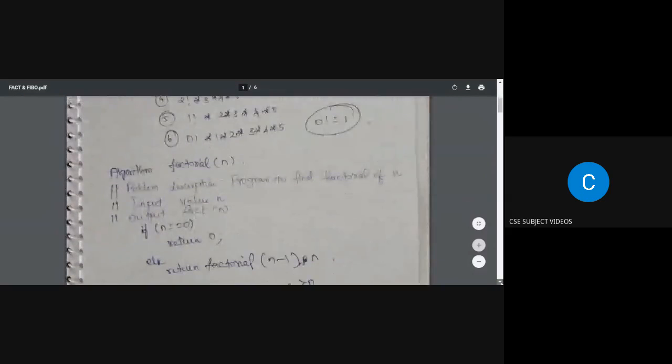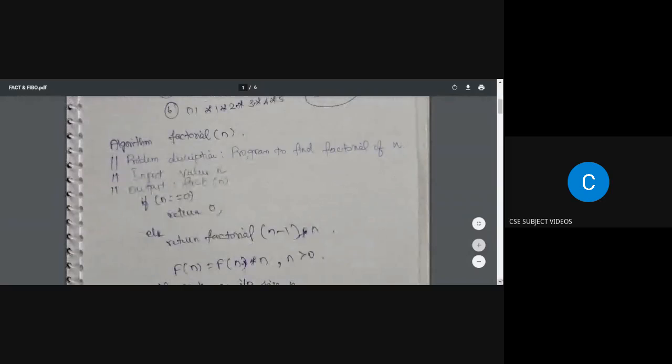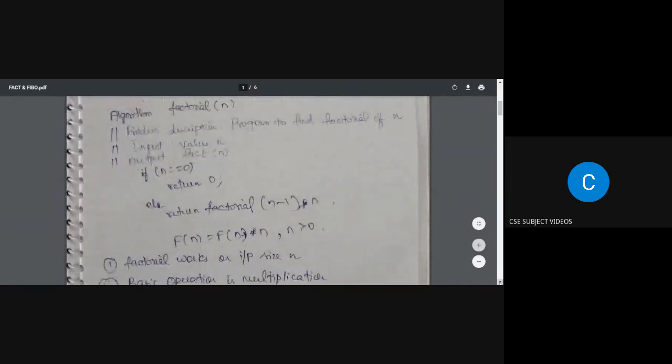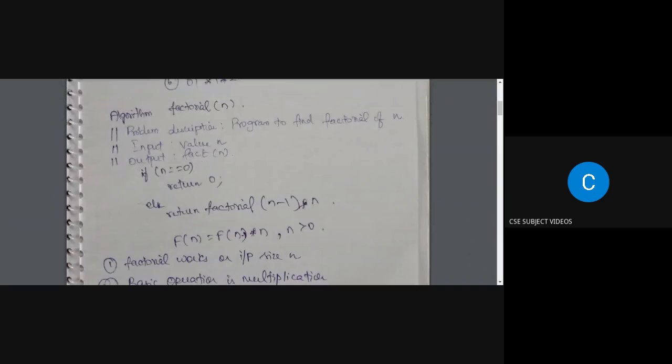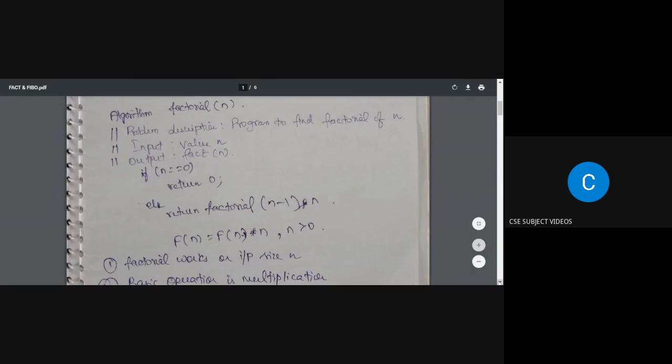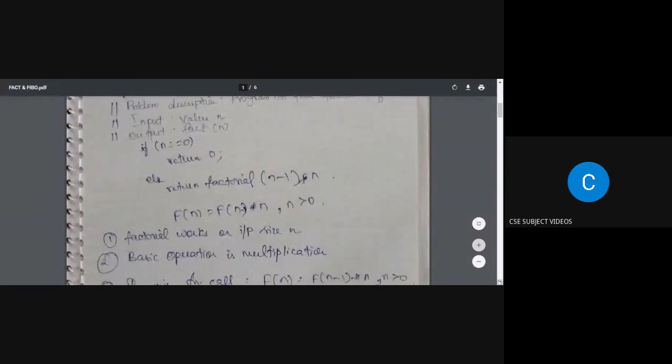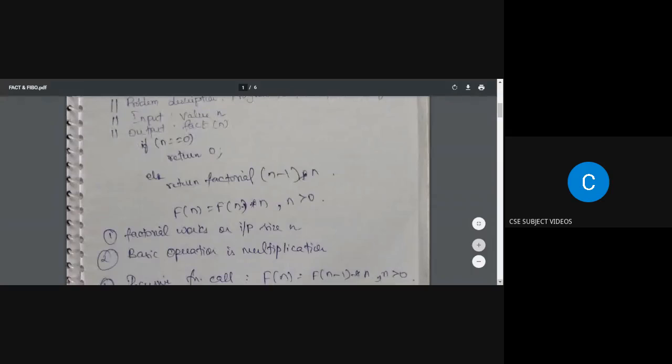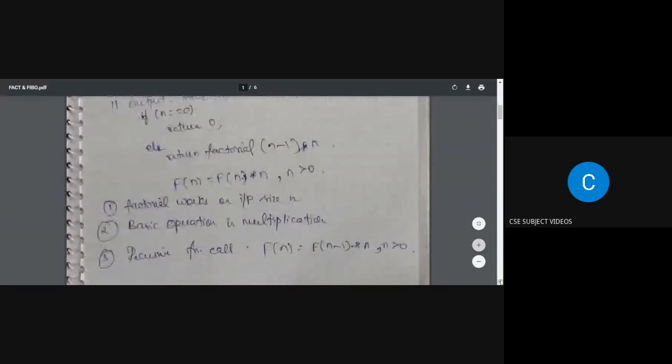Now, how to find the algorithm for factorial of n? If n equals 0, return 1. So if the n value is 0, it returns 1. Else, return factorial of n minus 1 into n. That is nothing but f of n equals f of n minus 1 into n, where n is greater than 0.